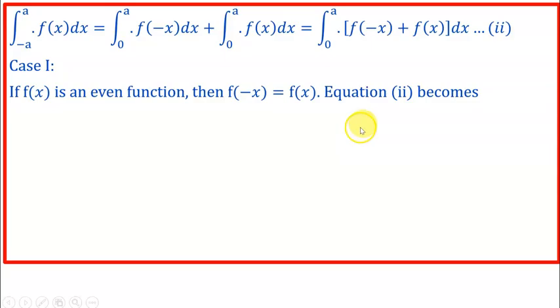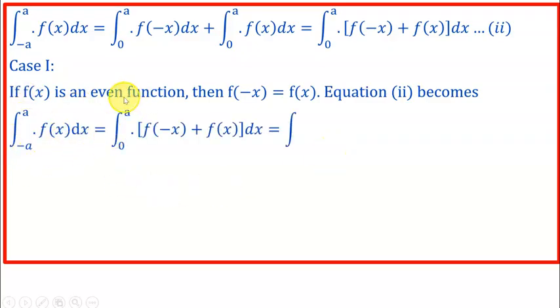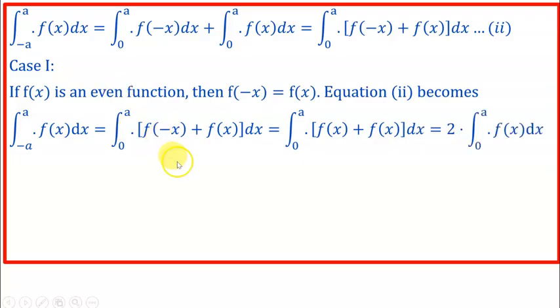Therefore, this f(minus x) is replaced by f(x). Therefore, integral from minus a to plus a of f(x) dx is equal to integral from 0 to a of f(x) plus f(x), that's equal to 2 times integral from 0 to a of f(x) dx. This is the first one, when the function is even.